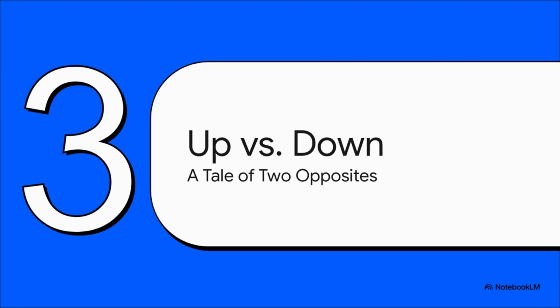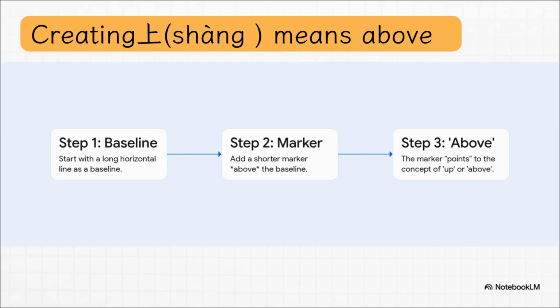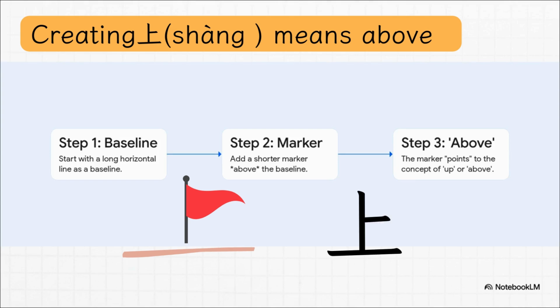So let's see this thing in action. And the absolute best place to start is with the characters for up and down. This is where you can really see the simple genius of this whole pointing method come alive. Okay, so to make the character for up, or shang, you first draw a long horizontal line. Just imagine it's a baseline, kind of like the horizon. Then you simply put a smaller marker above it. That little mark is literally pointing to the space above the baseline. That's it. It's that simple.